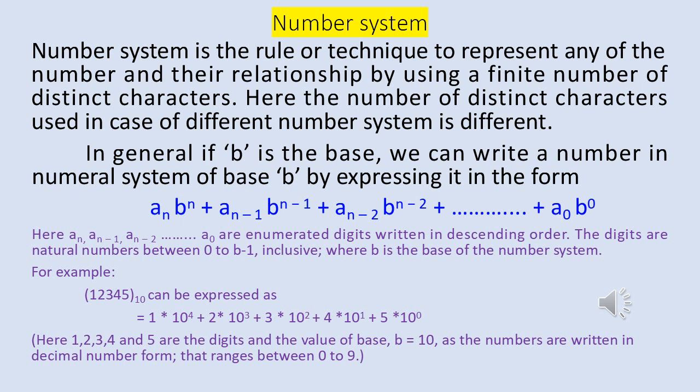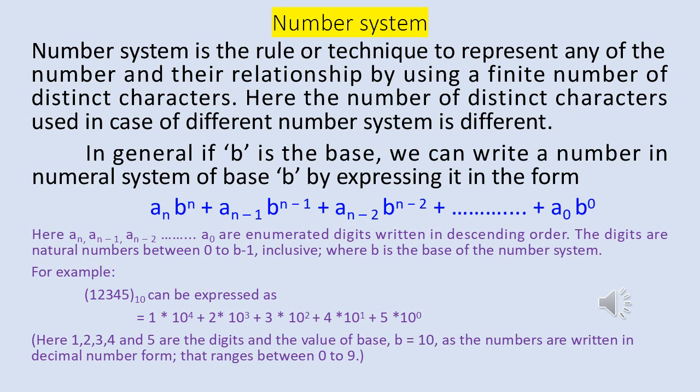Now it is time to discuss number system in detail. Number system is the rule or technique to represent any number and their relationship by using a finite number of distinct characters. Here the word distinct means it takes a specific value in a specific circumstance. The number of distinct characters used in different number systems is different.